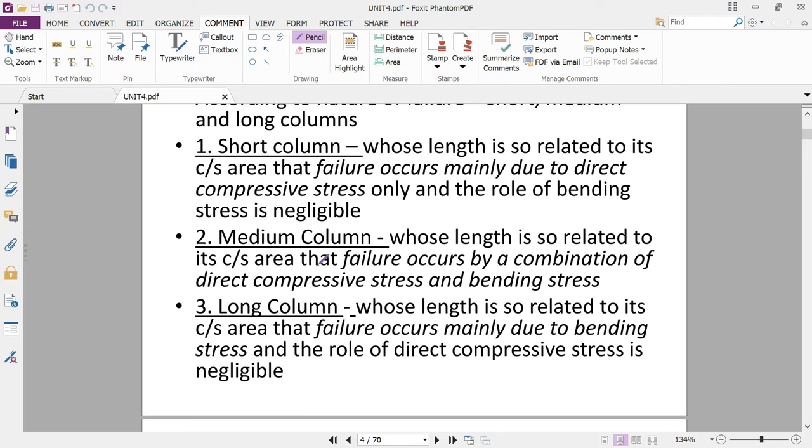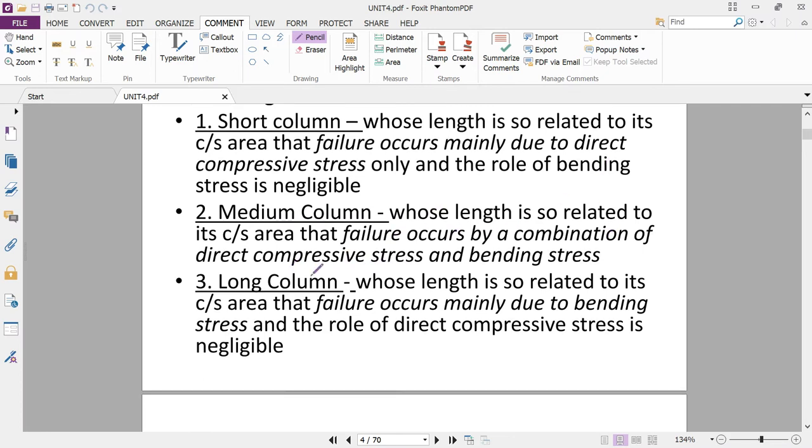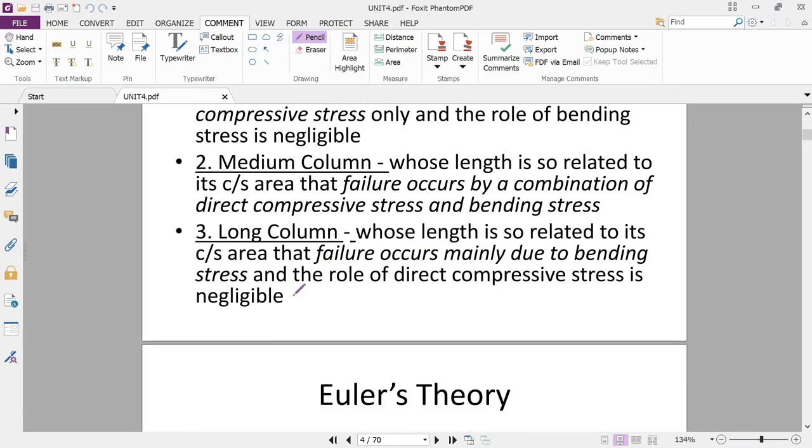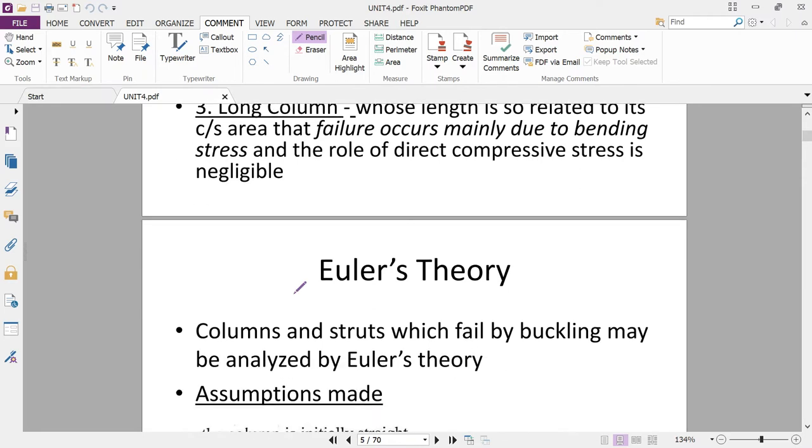Second is the medium column. A medium column is one whose length is so related to its cross section that failure occurs by a combination of direct compressive stresses and bending stresses. Then the long column, whose length is so related to its cross sectional area that failure occurs mainly due to bending stresses, and the role of direct compressive stress is negligible.